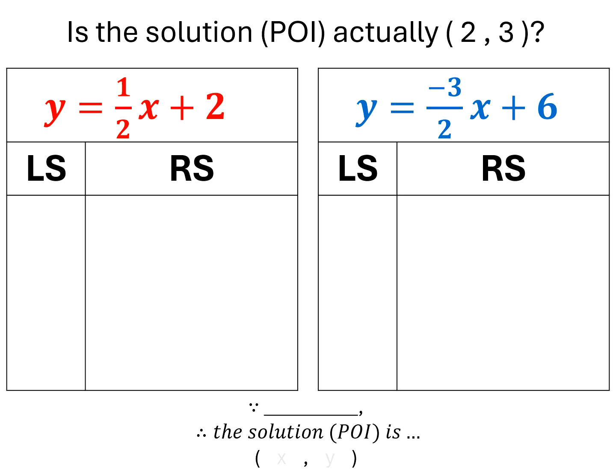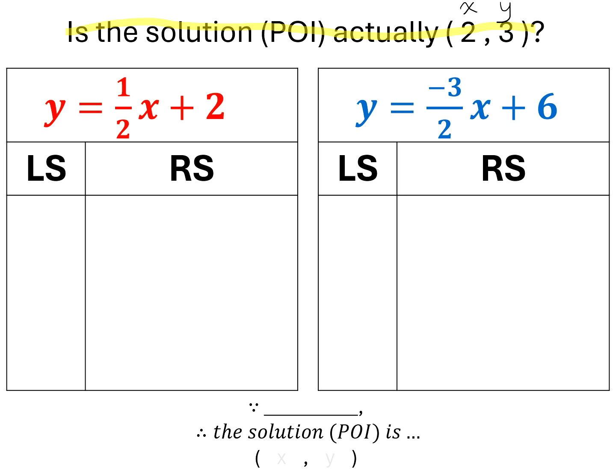However, we have a very important question to answer. Is the solution, or point of intersection, actually (2, 3)? Before we begin, it's important to remember that a coordinate is made up of two numbers. The first number is the x-coordinate, and the second number is the y-coordinate.